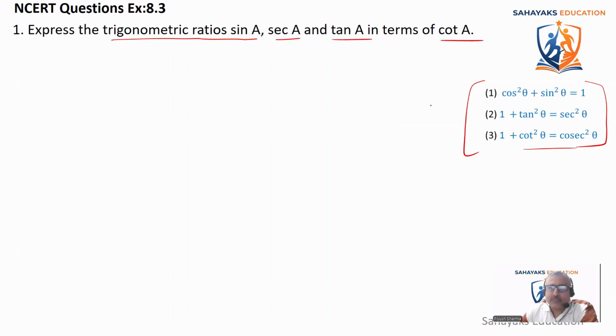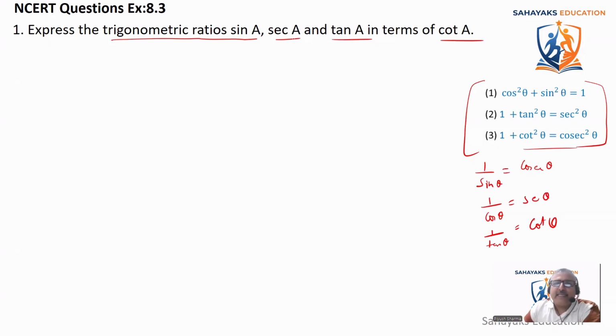Cos square theta plus sin square theta is equal to 1, 1 plus tan square theta is equal to sec square theta, 1 plus cot square theta is equal to cosec square theta. Okay, and you can also remember that 1 by sin theta is equal to cosec theta, 1 by cos theta is equal to sec theta, and 1 by tan theta is equal to cot theta. Okay, and the reverse of that.